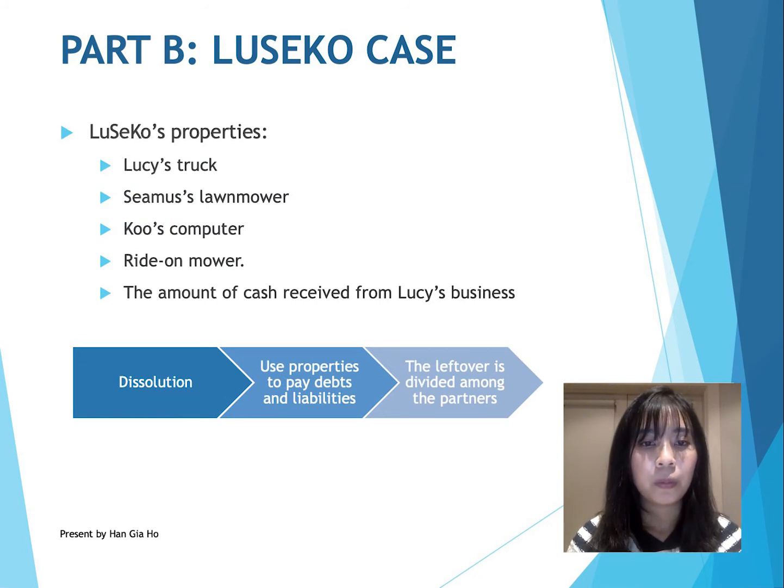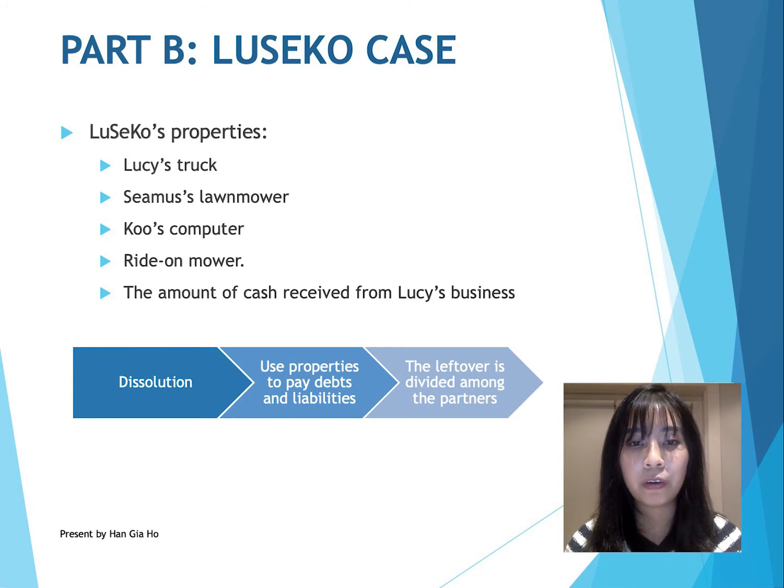To determine the business property, it will include the original property brought into the business and the assets purchased by the firm accounts, and the intention of the partnership. They are the truck, lawn mower, computer, and dryer mower. In the discussion of question C, the cash received from Lucy's small business will be kept as partnership property. After the business dissolves, they have to pay the debts and liabilities under the business name. Then the leftover can be divided among the members.